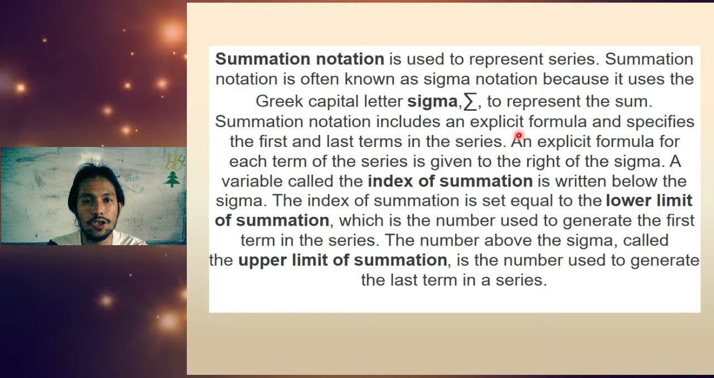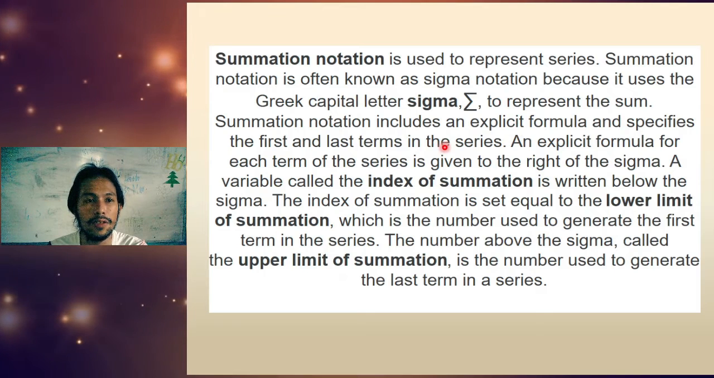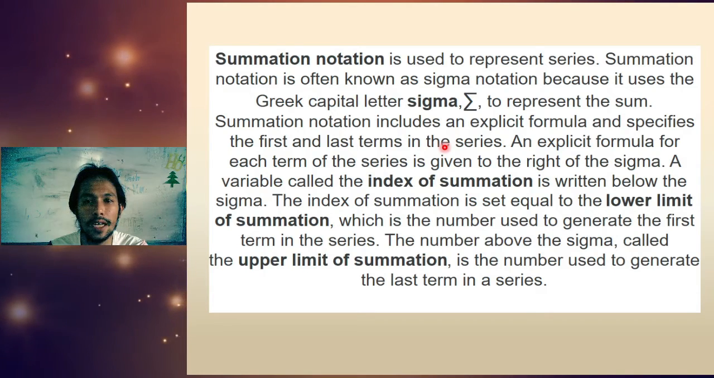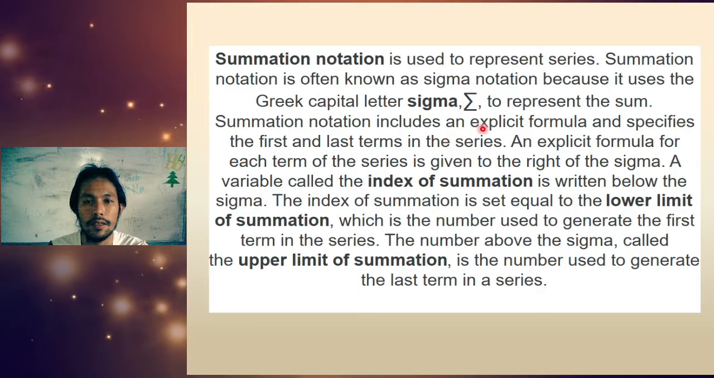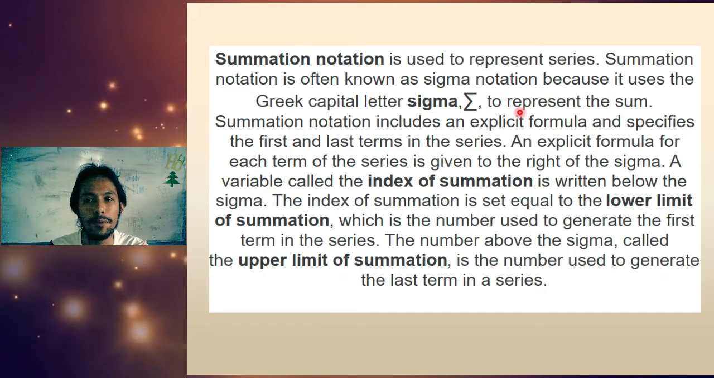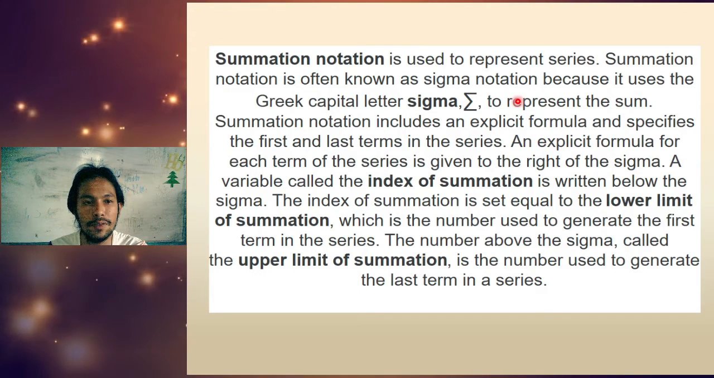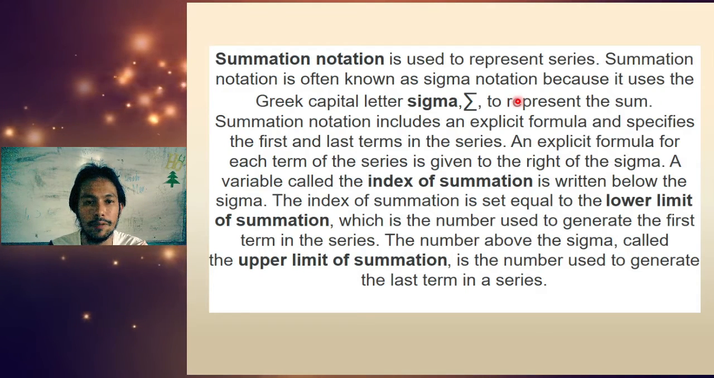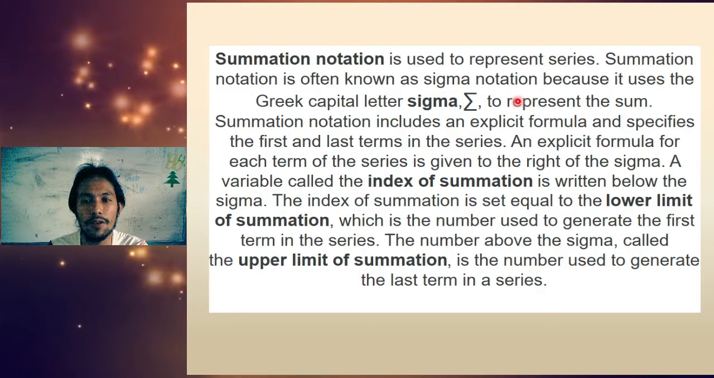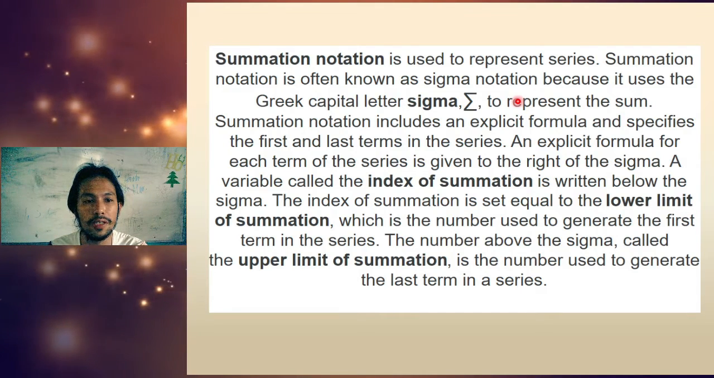So summation notation. Summation notation is used to represent series. Summation notation is often known as sigma notation because it uses the Greek capital letter sigma to represent the sum. Summation notation includes an explicit formula and specifies the first and last terms in the series. An explicit formula for each term of the series is given to the right of the sigma. A variable called the index of summation is written below the sigma.